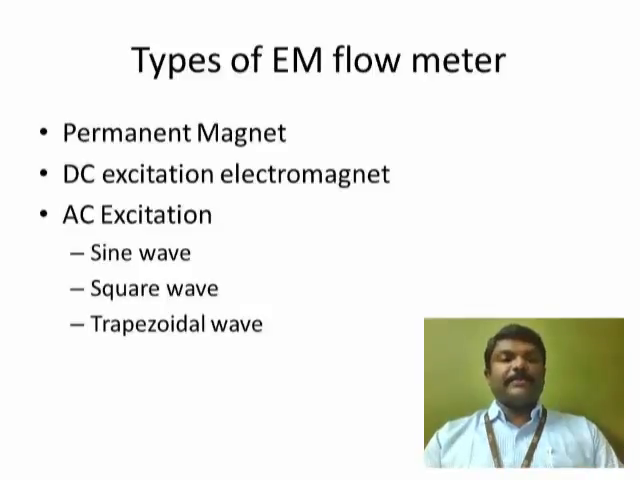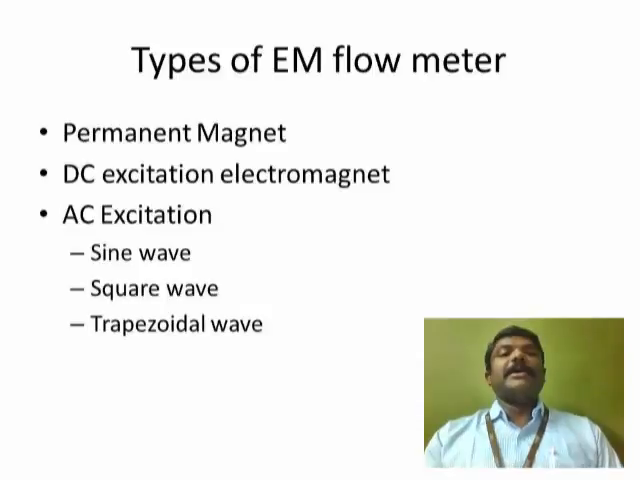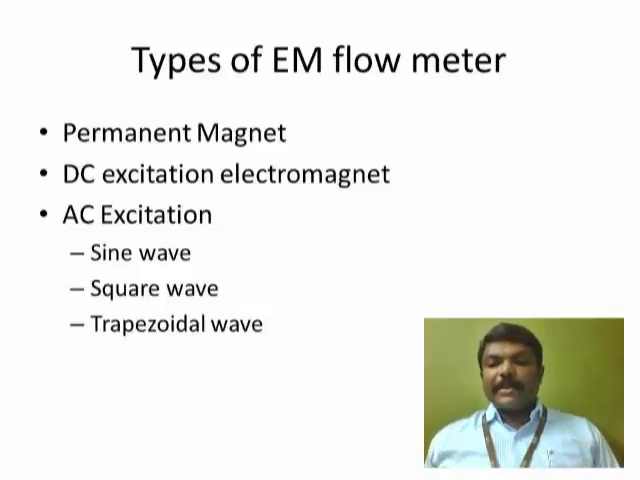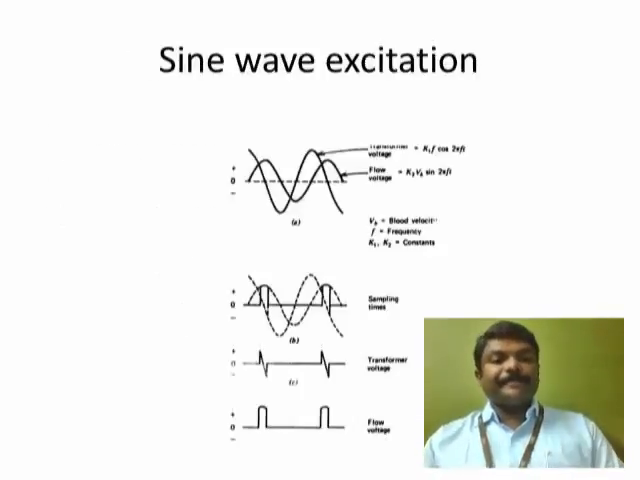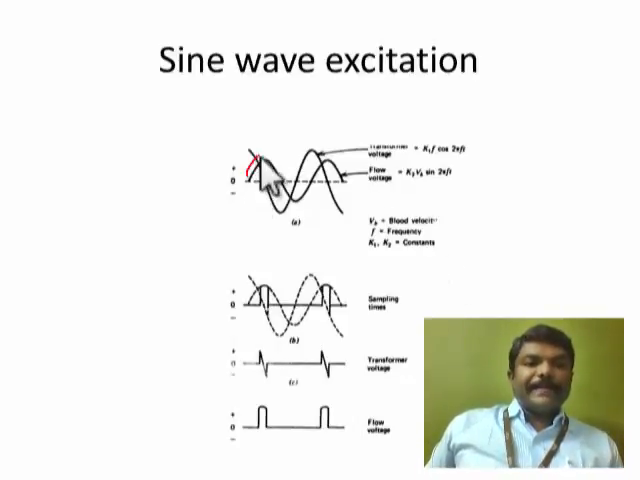So then what is the solution for that? Instead of a sine wave, you excite the electromagnet with a square wave. So what happens when you excite the electromagnet with a square wave? When you excite the electromagnet with the square wave, this is the transformer voltage. In the first waveform, you can see this is the signal of interest, and there is a transformer voltage which has a 90-degree phase shift, and it is higher than that.